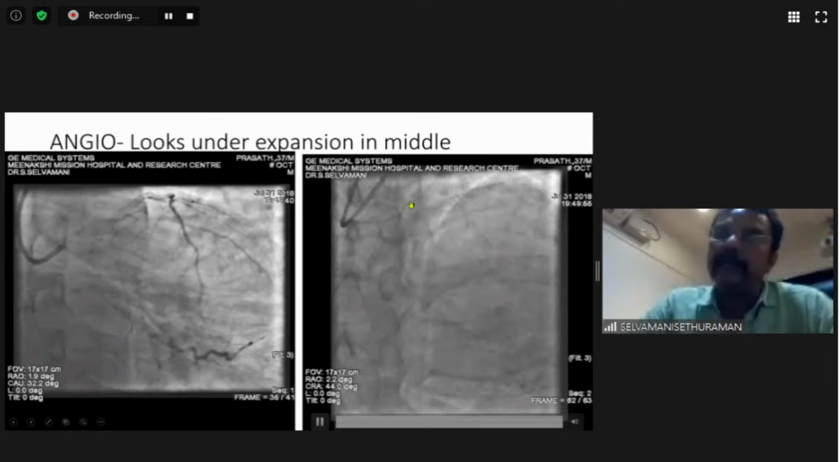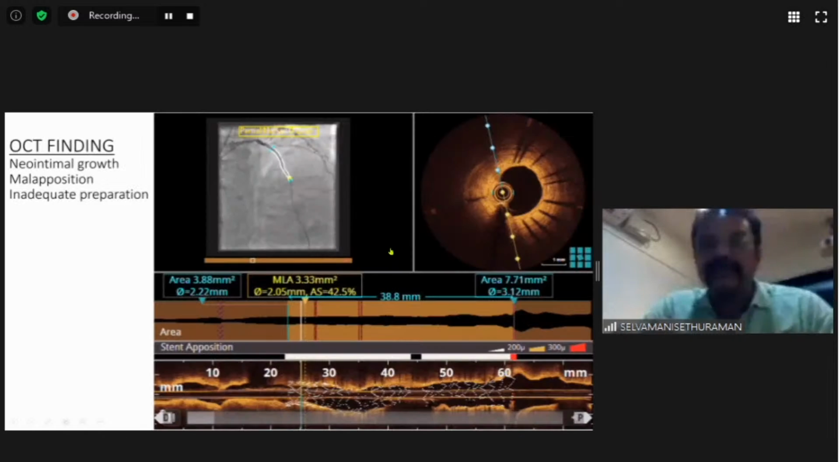But on imaging, what happens is, this is what we used to do previously before imaging. But today, after imaging, you see significant findings there. There are areas of malapposition, areas of neo growth, and inadequate preparation, an under-expanded stent. The maximum area achieved itself is very less. So these are the findings on this OCT in this patient.